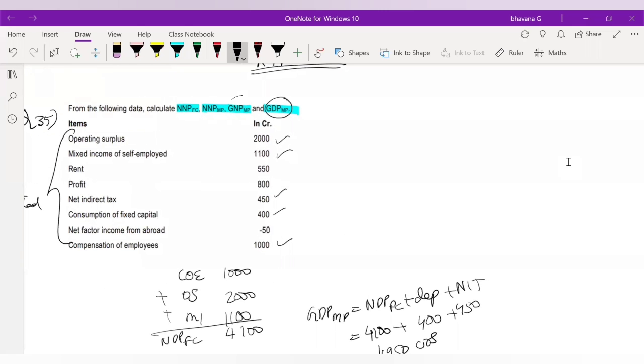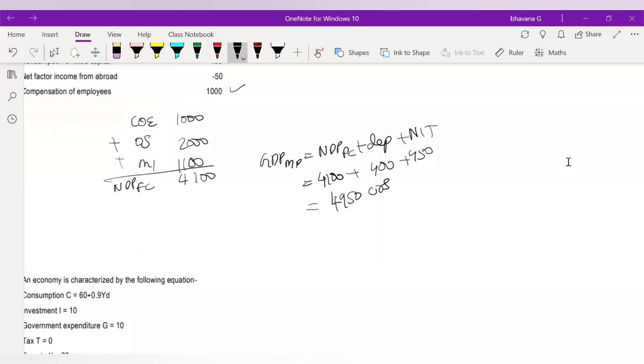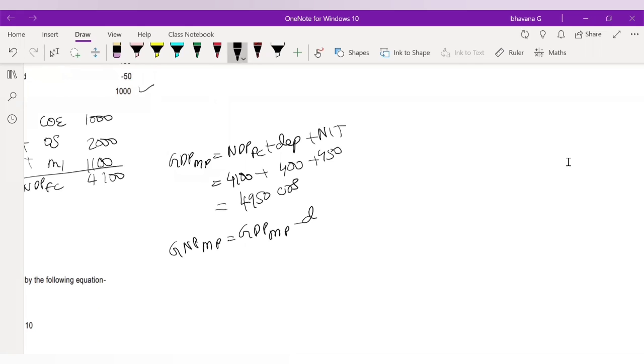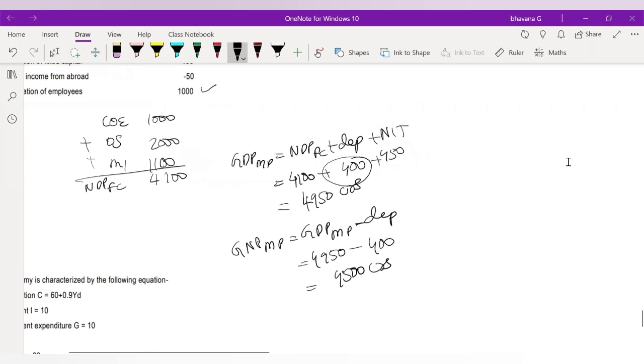Next, we'll go on to find out GNPMP. So GNPMP, how can you find out? It will be nothing but your GDPMP minus depreciation. If you do, you will get GNPMP, which is 4950 minus depreciation, minus 400, which is nothing but 4500 crores. So your GNPMP is 4500 crores.